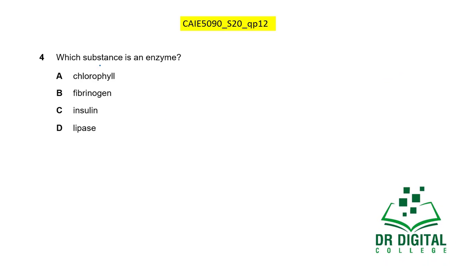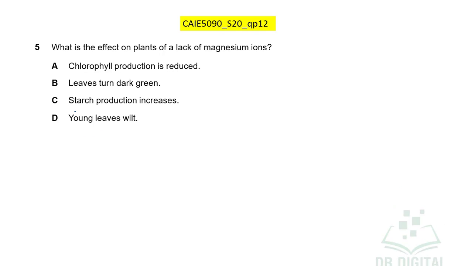In this question, which substance is an enzyme? Chlorophyll is the photosynthetic pigment. Fibrinogen is a blood clotting protein. Insulin is a proteinic hormone. And lipase is an enzyme. You know that for most of the enzymes, the name ends with "ase". So the answer for this question is D. A, B and C are wrong.